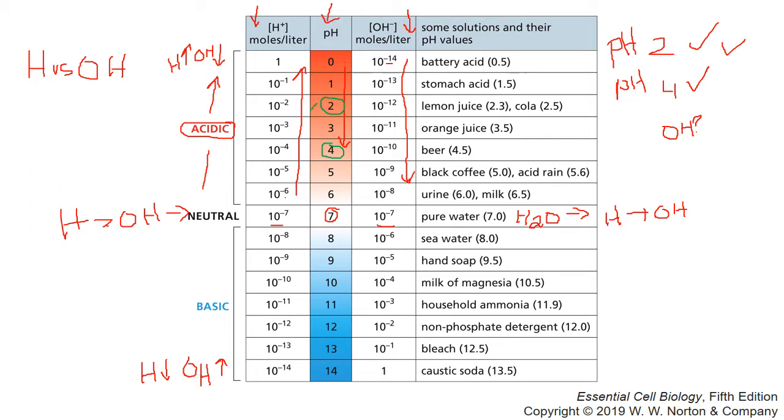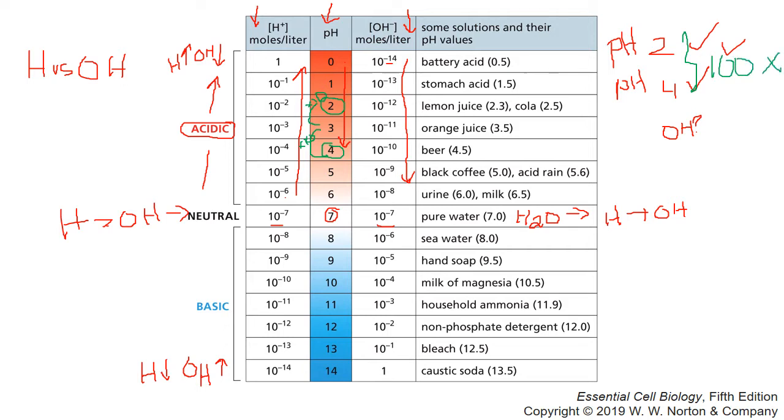So if I start off at 2, my first step is going to bring me to 3. That's going to be a 10-fold increase. And if I now go from 3 to 4, there's another 10-fold increase. So that means that if I have to go from 2 to 4, I'm going to have to do 2 steps, which means it's going to be 10 times 10, which is 100 times more acidic.